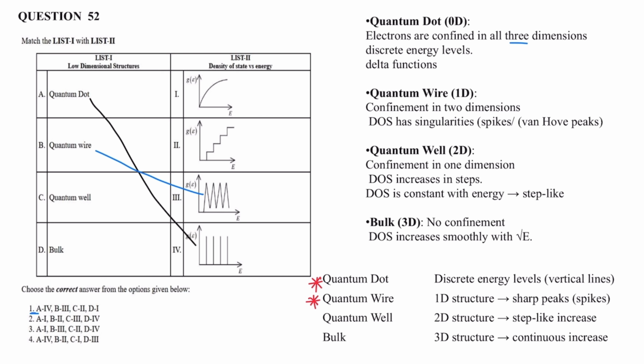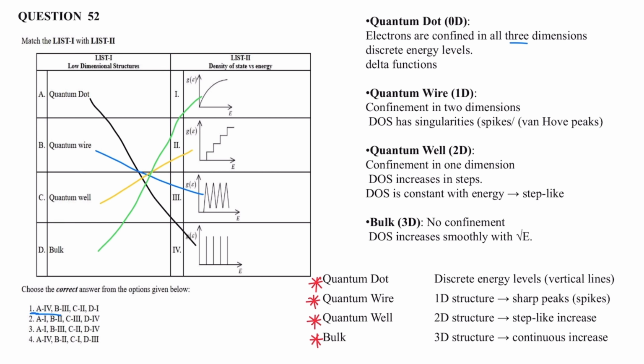B matches to 3. Quantum well, 2D structure, step like increase. So C is 2. Bulk is a 3-dimensional structure, continuous increase. D matches to 1. A4, B3, C2, D1. Correct answer is option 1.